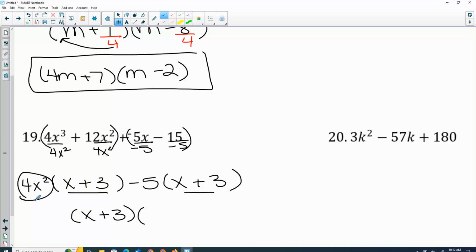And that leaves us with 4x squared minus 5.